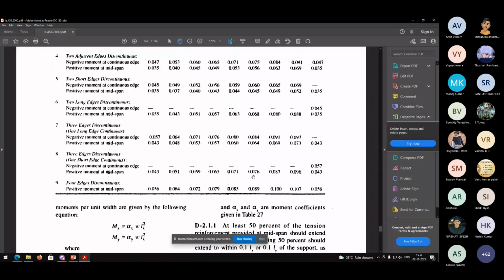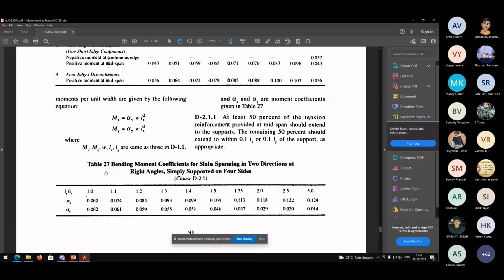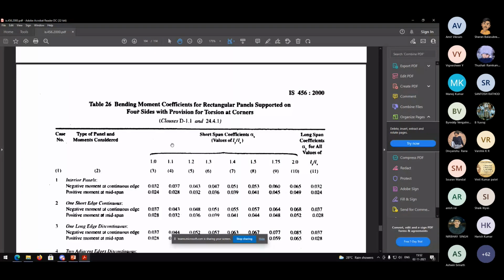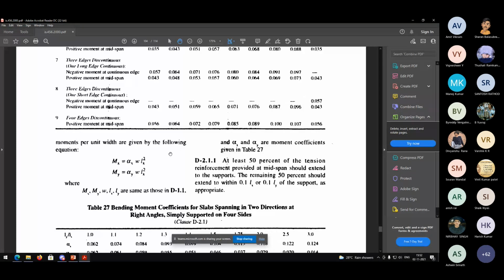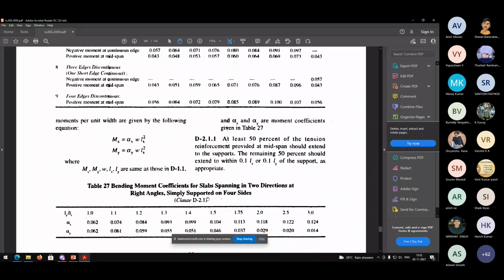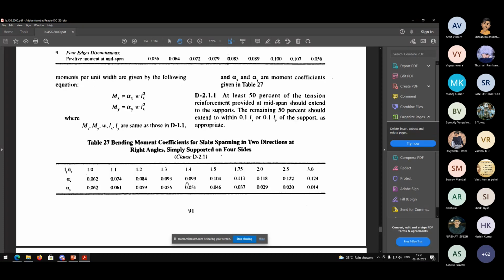Okay, and as long as you have this, 4 sides with provision for torsion at the corners, this table is applicable. If there is no provision for torsion at the corners, then it's a very normal simply supported slab, and you can take these coefficients for the positive moment. It's simply supported, so there will be no negative moment. Okay, so these are the coefficients that you have.